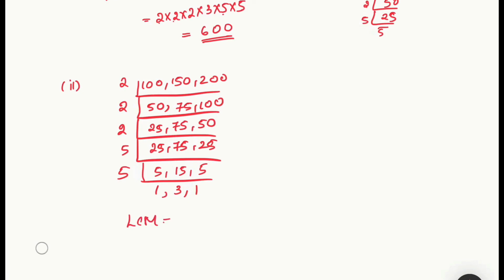So what is my LCM here? 2 into 2 into 2 into 5 into 5 into 3. So we get the same thing. It's equal to 600. Hope LCM is clear to you all.